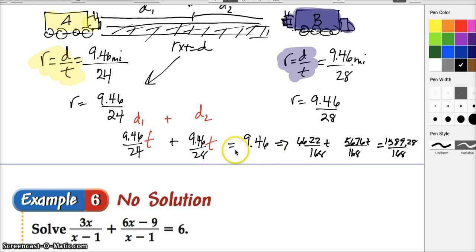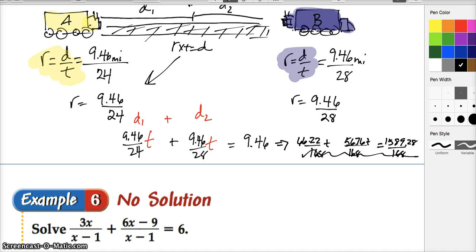So with the calculator, we found the common denominator to be 168, and we modified the numerators accordingly. And then we end up with this. We know that we don't need to worry about that denominator anymore. And so now it's a matter of solving that equation.